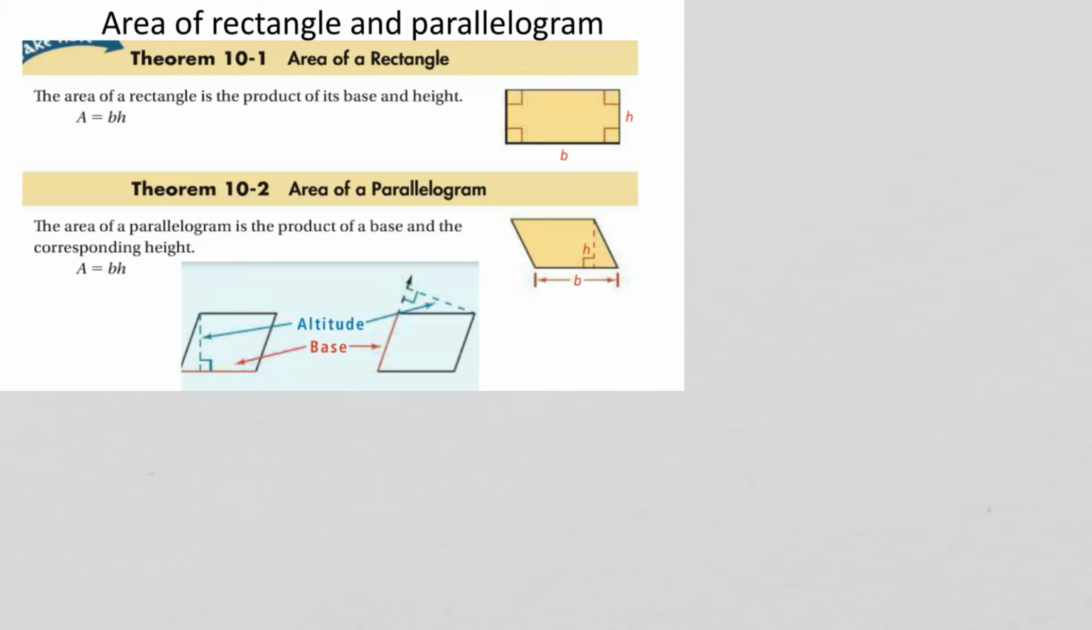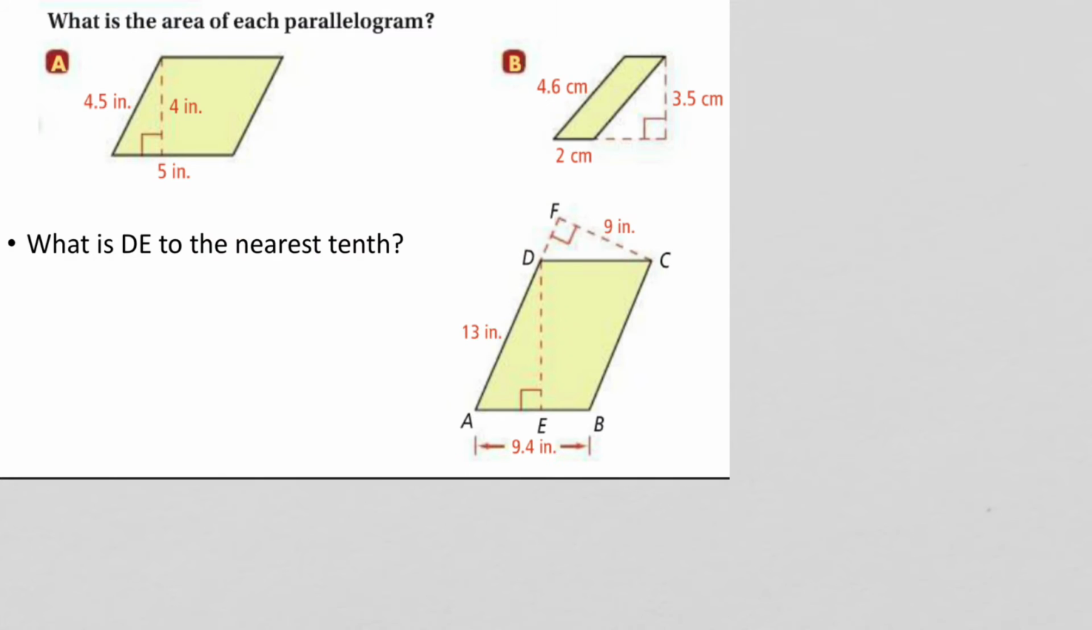All right, area of a rectangle. In the book, instead of using length times width, they use base times height. Parallelogram is the same exact formula as a rectangle. You just need to be able to locate the base and the height that it corresponds to for the parallelogram. So make sure you write both of those in your notebook. Now let's take a look at the examples.